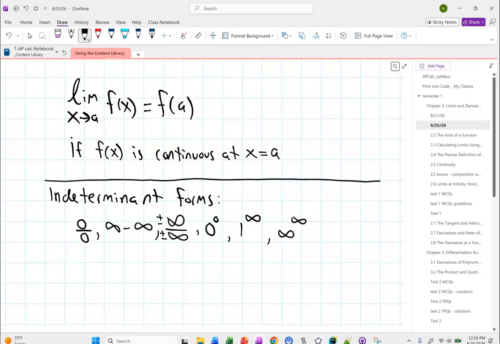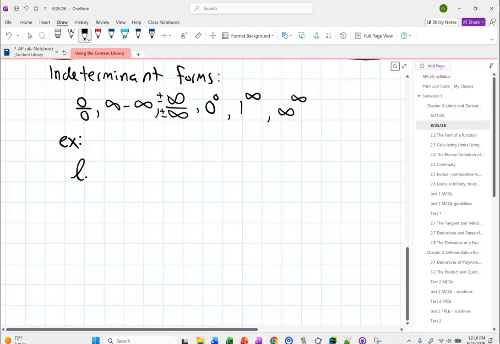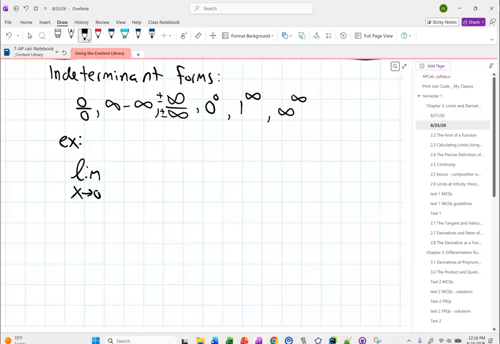I can do the same thing for infinity over infinity. So to illustrate this, let's say I want to do the limit as x approaches 0 of x over x. If I do a direct substitution, I'll write ds for direct substitution, I get 0 over 0, right? That's an indeterminate form. But what is x over x here? Can you reduce that? It's 1, right?